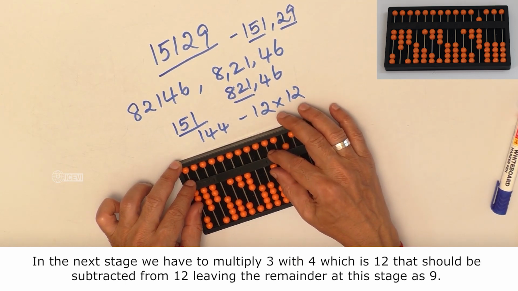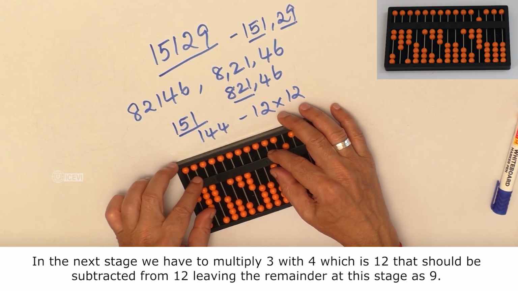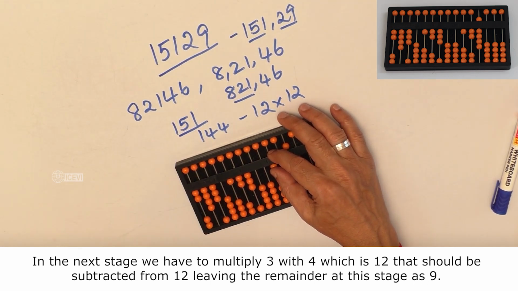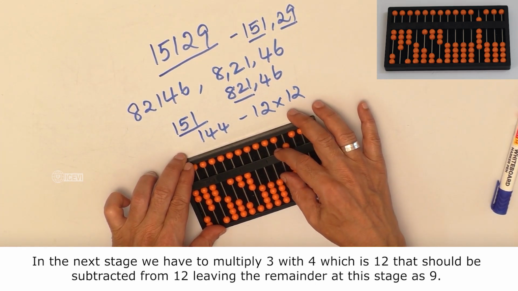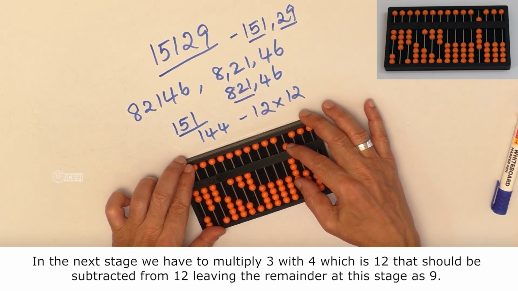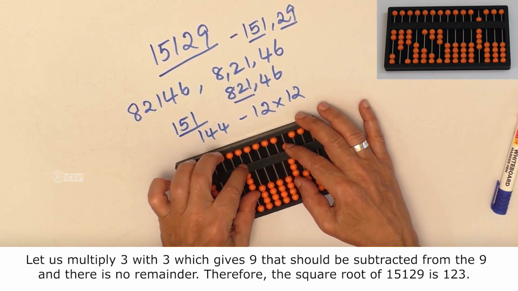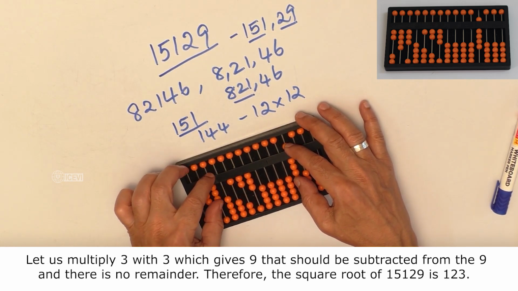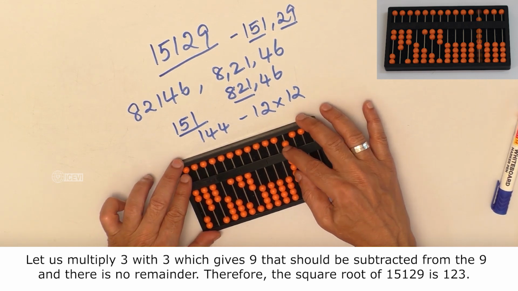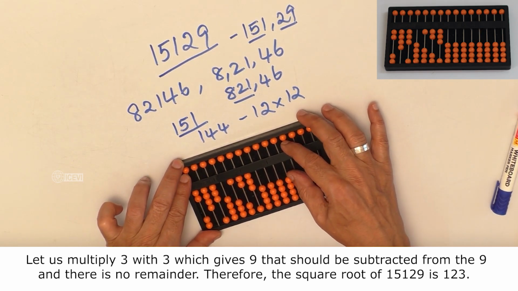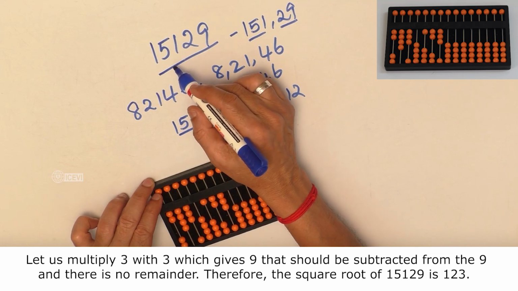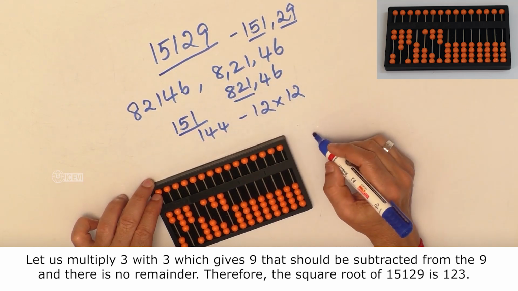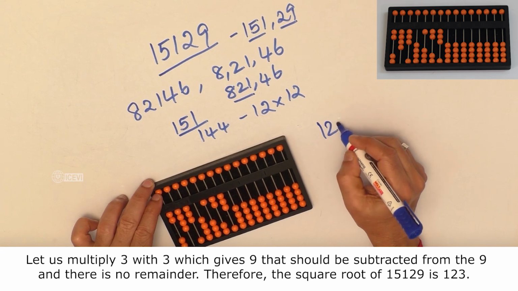In the next stage, we have to multiply 3 with 4, which is 12. That should be subtracted from the higher digits 12, leaving the remainder at this stage as 9. Let us multiply 3 with 3, which is 9. That should be subtracted from the number 9. There is no remainder. Therefore, the square root of 15,129 is 123.